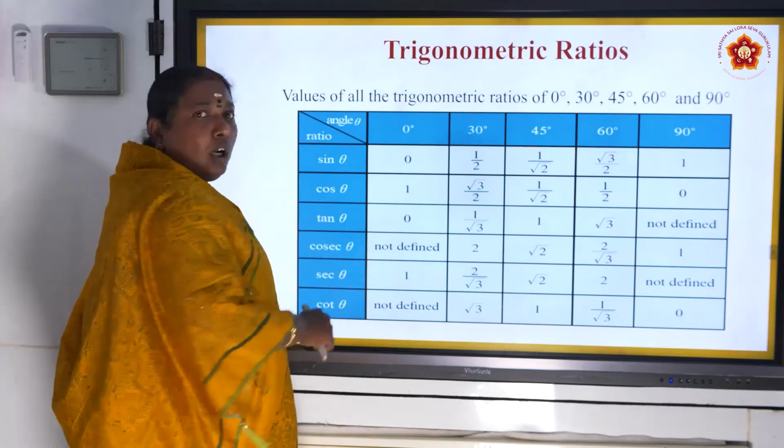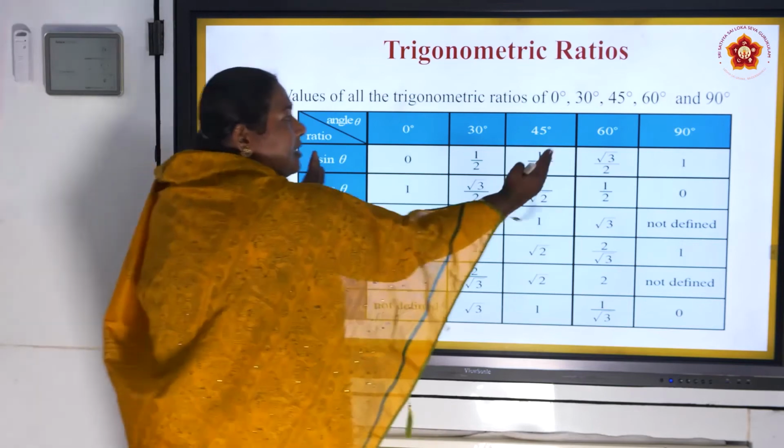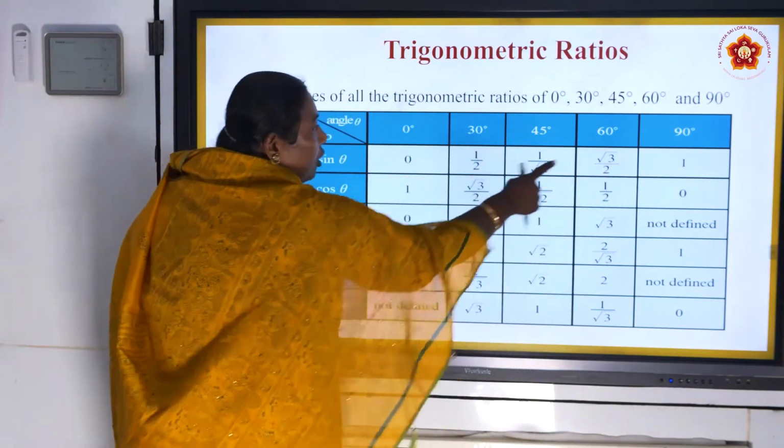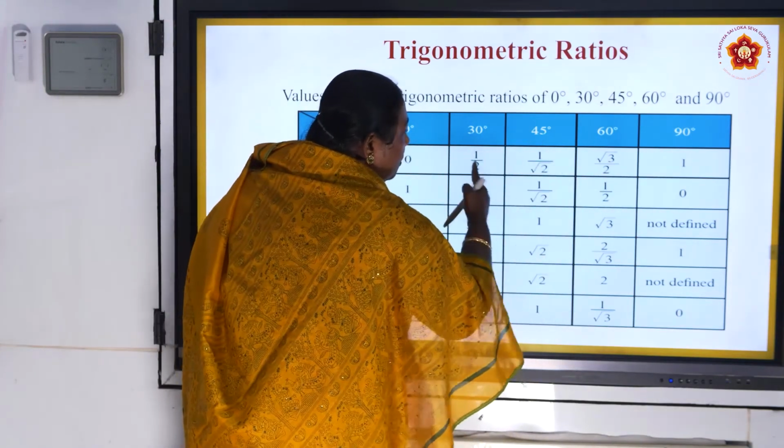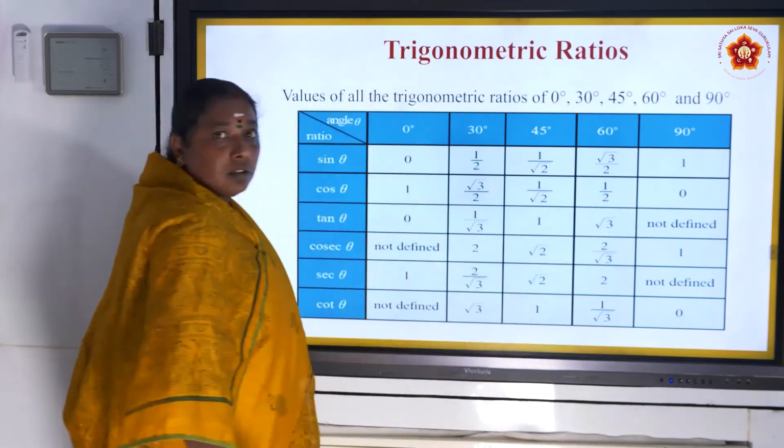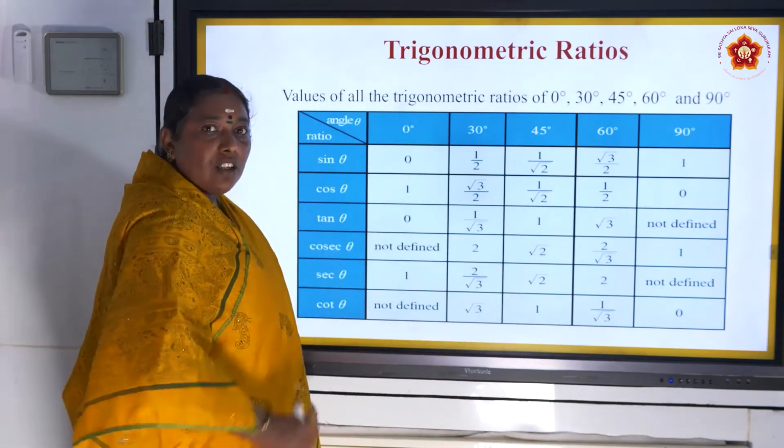Now, you told only about the first line. What about the second line? Just reverse it. 1, root 3 by 2, 1 by root 2, 1 by 2, 0. That's all. Just reverse the sine values, you will get the cos values.